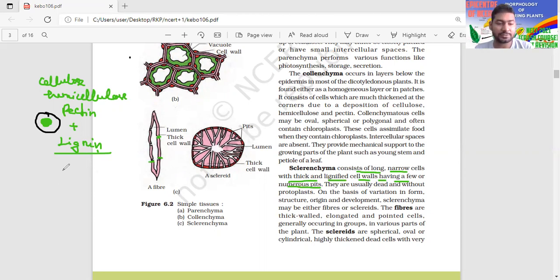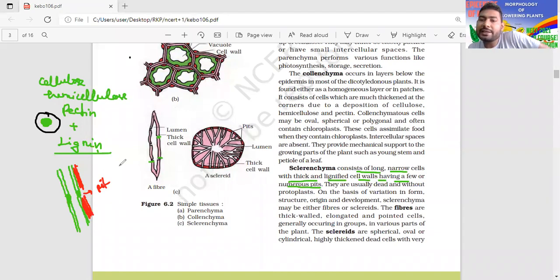Suppose I'm drawing this figure. Suppose this is the cell wall, and here cell wall. Here cell wall. Everywhere it is connected. Here lignin deposition is there, and here lignin deposition is there. But this space where there is no deposition of lignin is called the pit.